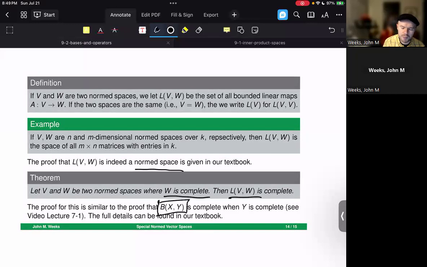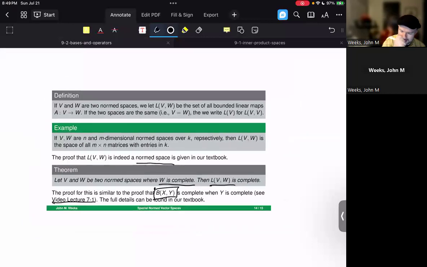I'm not going to go through that proof because if you look through it a little bit in the textbook, you'll notice that it's very similar to something we've already done in video lecture 7-1. You might notice from the theorem that the flavor of this theorem looks very much like the one that we used to show that that set about bounded functions from X to Y is complete. And the proof is indeed very similar. So if you want to see some of those details, check out the text. I'll, of course, be looking around in perusal for some of the things you might be asking about.